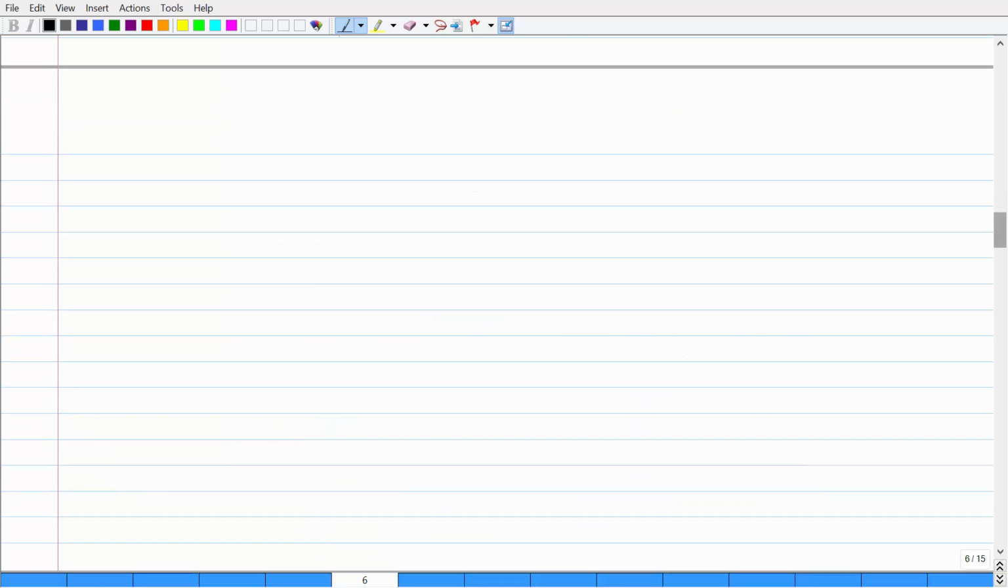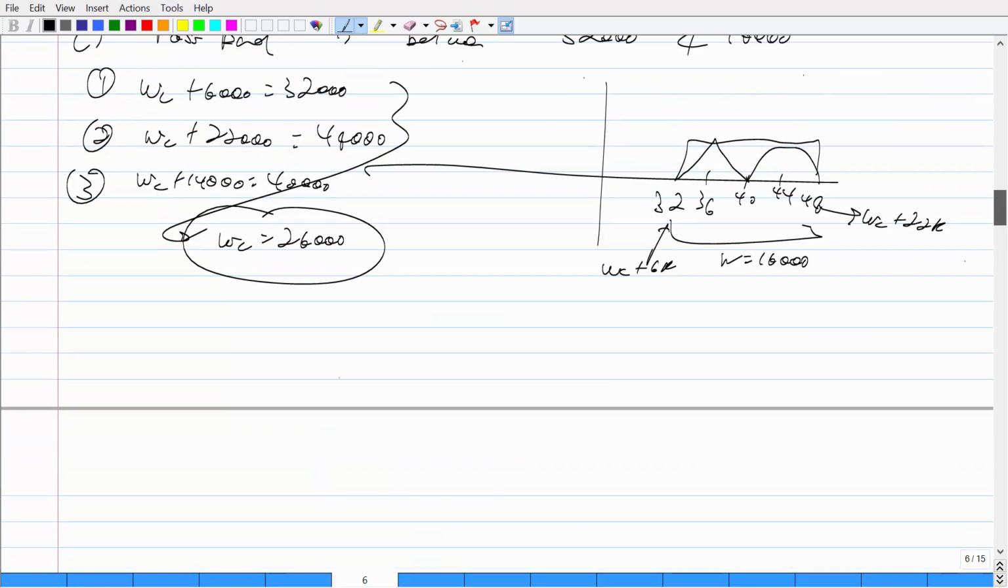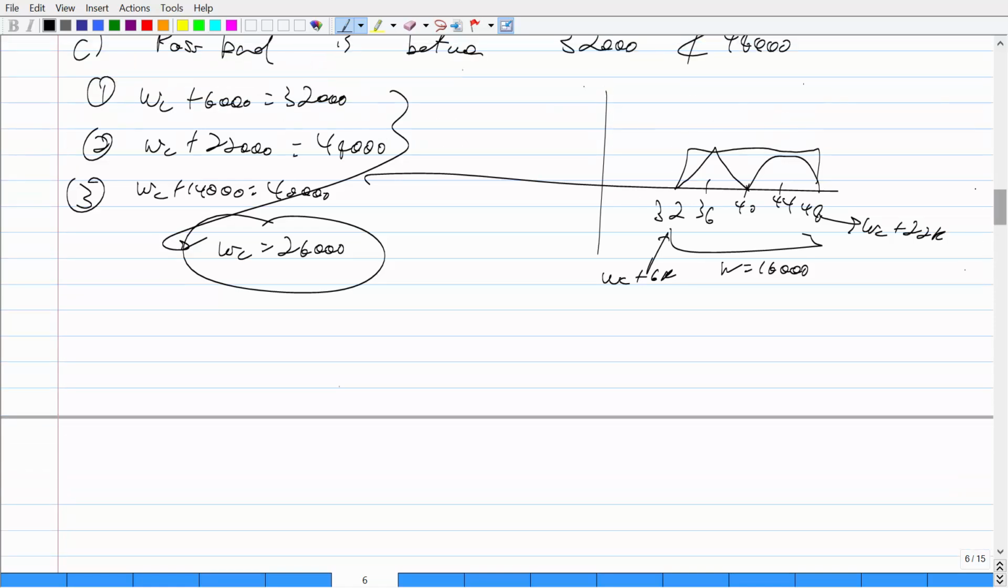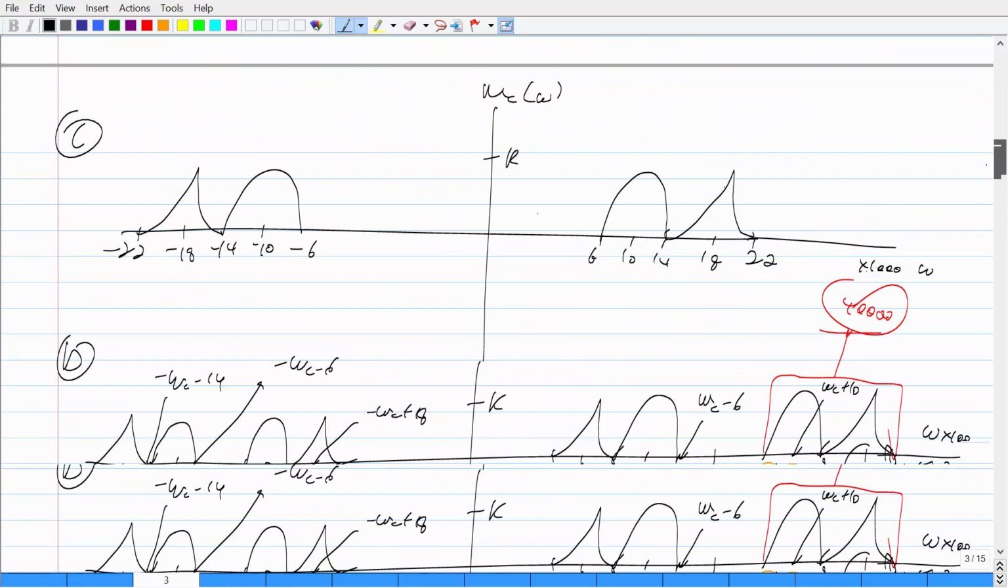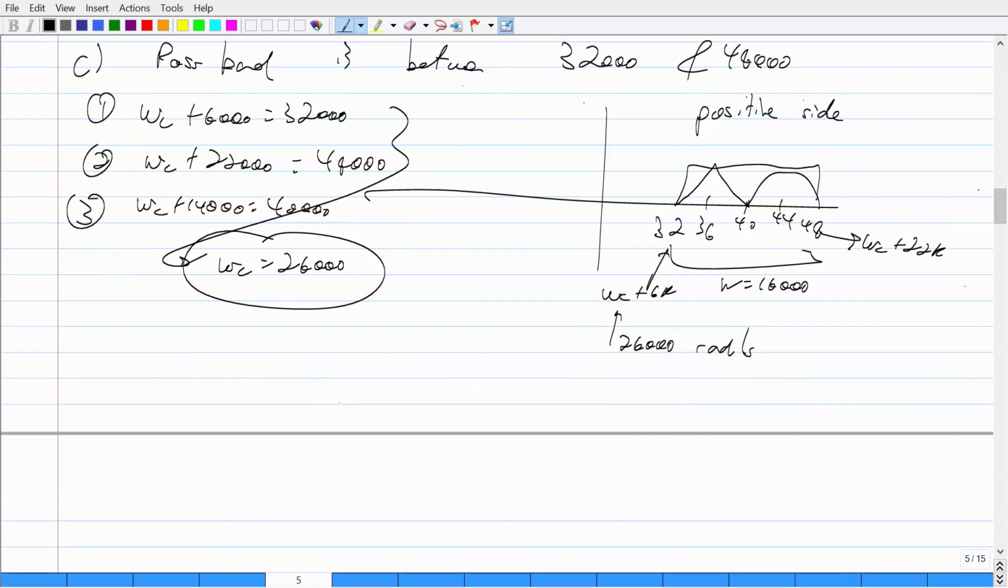All right, so the process to do this is actually quite simple. If you take a look at the sketch that I did previously, at least on the positive side, we can see that both of these signals occupy between 32,000 to 48,000. Because if omega C is 26,000 radians per second, the lower end has to be 32,000. We've already established this. And the upper end is 48,000. So right in the middle is 36,000 for the second signal, which is M2. And the first signal spans between 40 and 48.